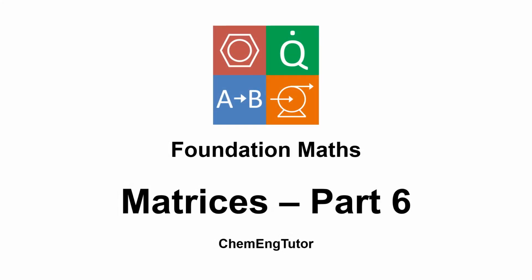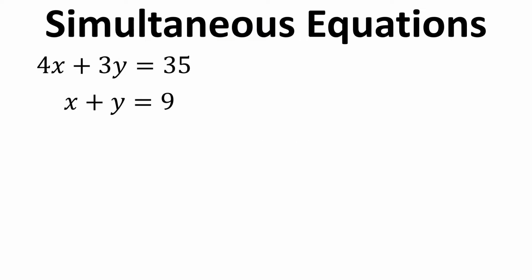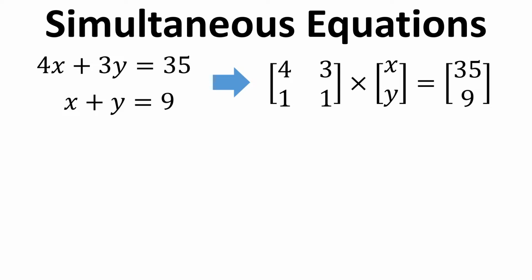In this video series we're focusing on matrices, and in part 6 we're going to see how matrices can be used to solve simultaneous equations. So here we have an example, 2 equations, 2 unknowns, and we can actually write this in the form of matrices. So we've got a 2 by 2 matrix with the coefficients 4, 3, 1, 1 multiplied by the variables x and y equals the answers 35 and 9.